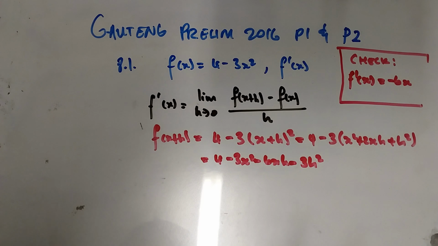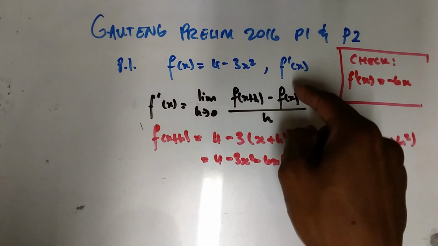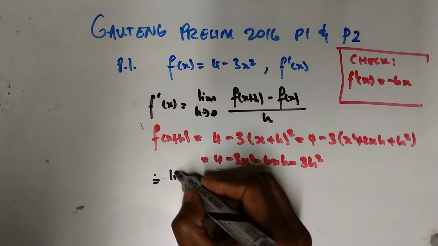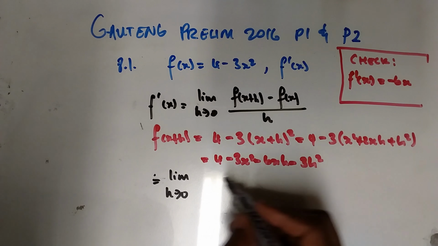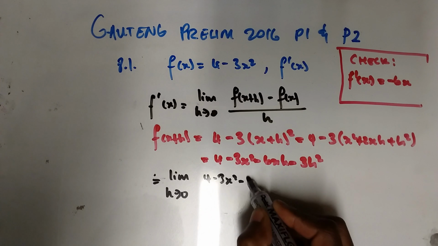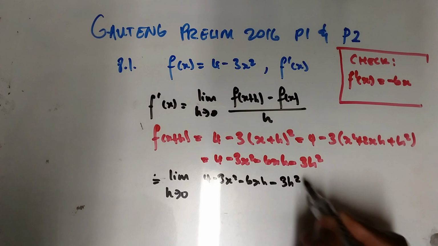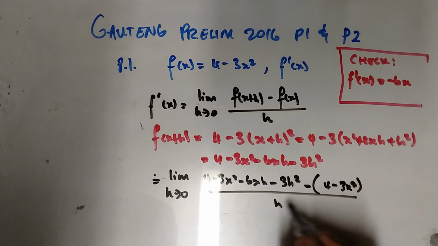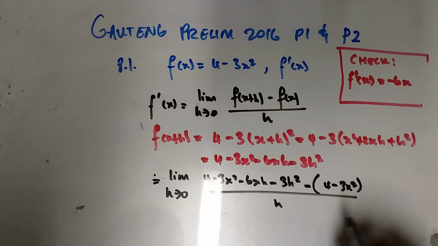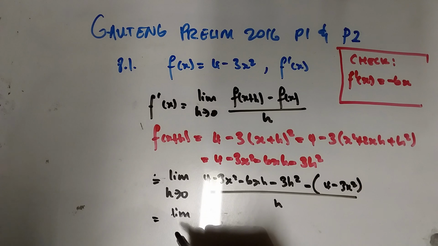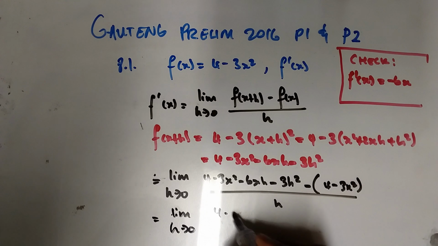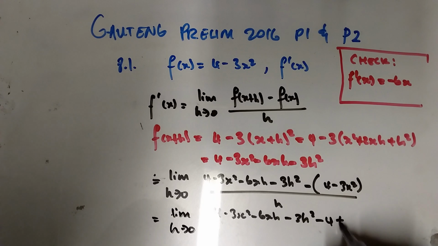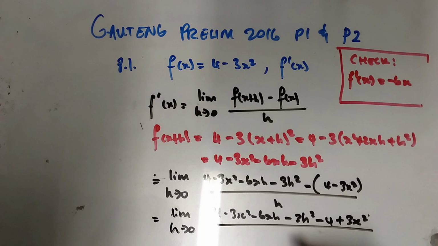Okay, so I'm just going to take this, substitute it here, take this, substitute it here, and then solve for that limit. So this is going to be the limit as h tends to 0. So it becomes 4 minus 3x squared minus 6xh minus 3h squared minus 4 minus 3x squared, all over h. Okay, so this shows that I've substituted. So I'm going to have the limit as h tends to 0 of 4 minus 3x squared minus 6xh minus 3h squared minus 4 plus 3x squared, all over h.